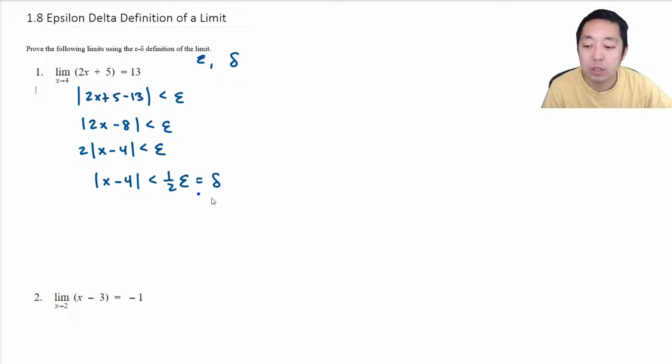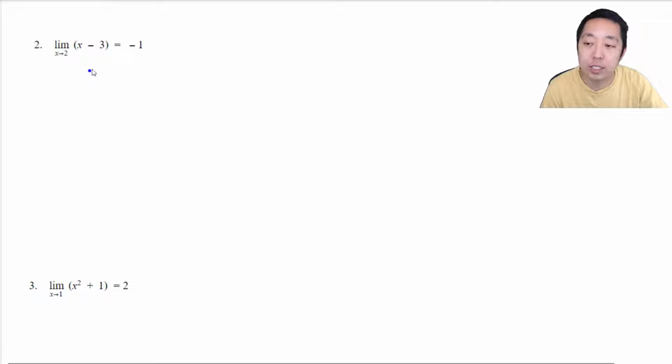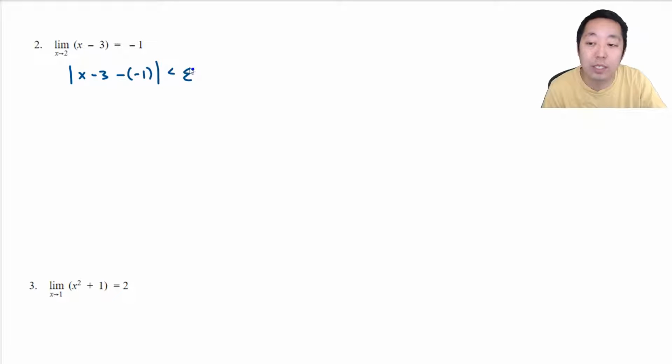Okay. So here I have another linear function. It's kind of the same idea. I'm going to start with the absolute value of x minus 3. This function minus the value of the limit is less than epsilon. And I'm trying to find what delta is. Well, this becomes the absolute value of x minus 2 is less than epsilon. And that's what I wanted. I want the x value to be approaching 2, so I want the difference from x to 2 to be less than some delta. In this case, epsilon would equal my delta.